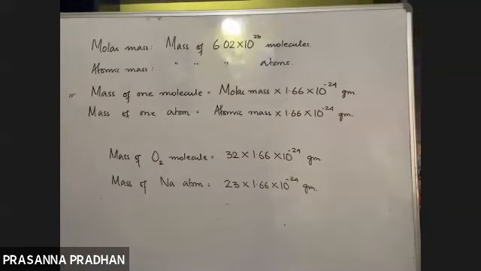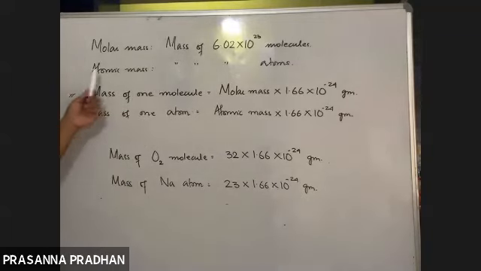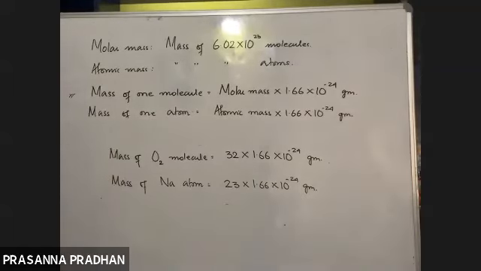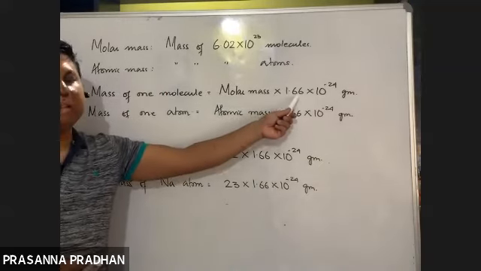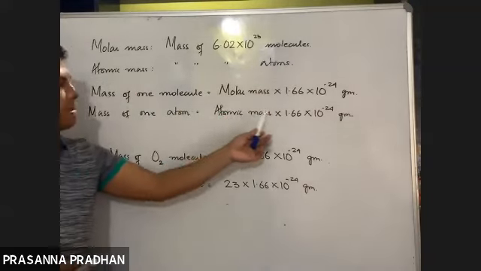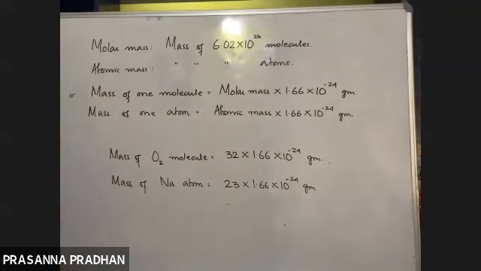Okay, so from this concept of mole, we derived two or three major conclusions. One conclusion is that molar mass is not the mass of a single molecule, rather molar mass is the mass of Avogadro number of molecules. Similarly, atomic mass is not the mass of a single atom, rather it is the mass of Avogadro number of atoms. And how are you going to calculate the mass of one molecule? Molar mass multiplied by this number. What is this number? This is the reciprocal of Avogadro's number. Mass of one single atom, atomic mass multiplied by this number. So what is this number? 1 by Avogadro number. This is the value of reciprocal of Avogadro number.